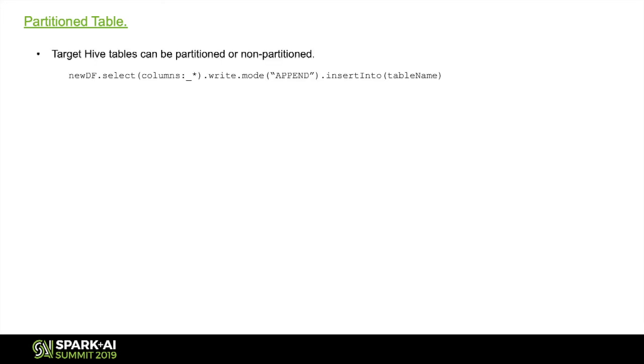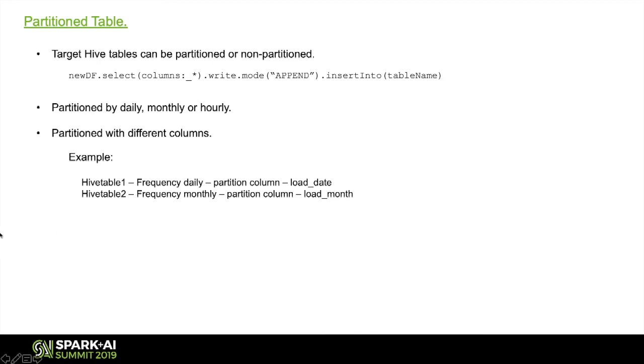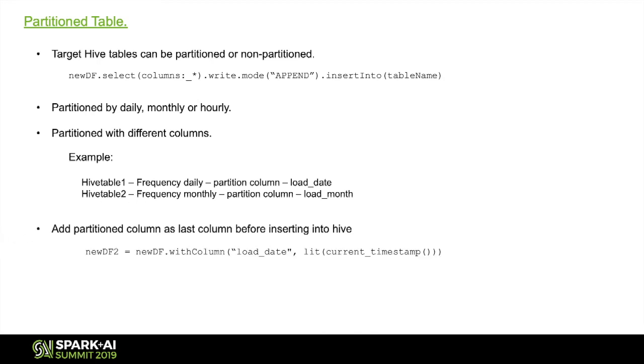Next one, partitions. Some of the data can be partitioned, some of the data cannot be partitioned. So how do you handle that? If the target table is not partitioned, you just say insert into, and then you're done with that. So all good. Now let's say you have a target table which is partitioned.